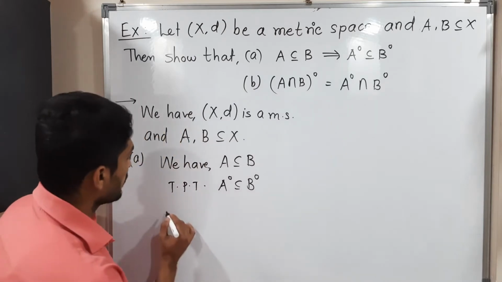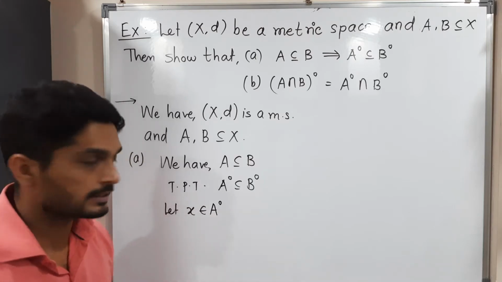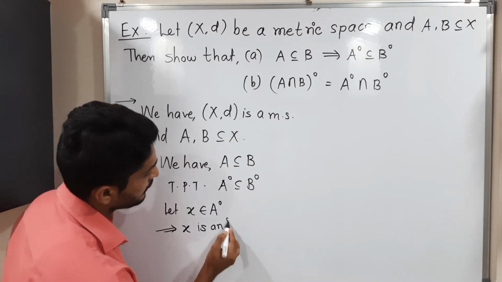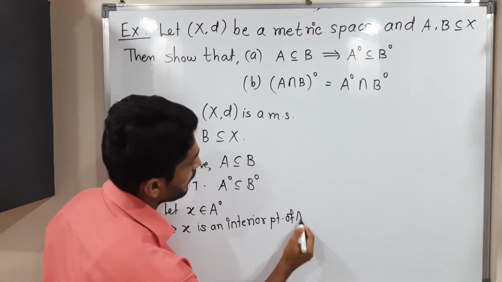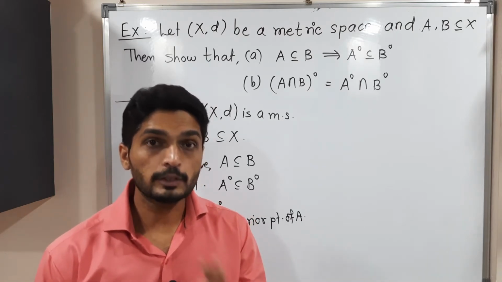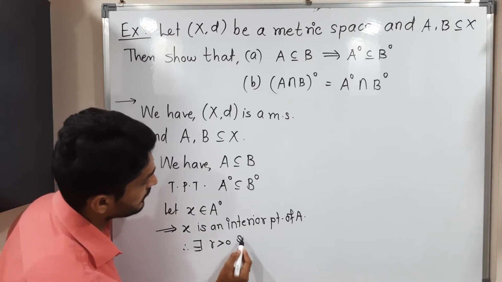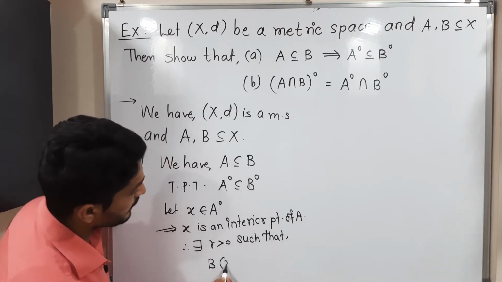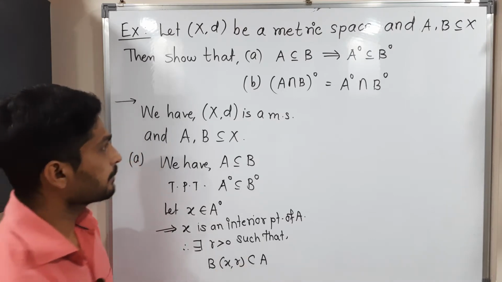Let x belong to A interior. I am taking one arbitrary point from the first set. See, x belongs to A interior. That means x is an interior point of A. So here we can use the definition of interior point. The definition says x is an interior point, that means there exists some radius r greater than 0 such that the open ball with center x and radius r is a subset of A. Getting that? It is a subset of A.